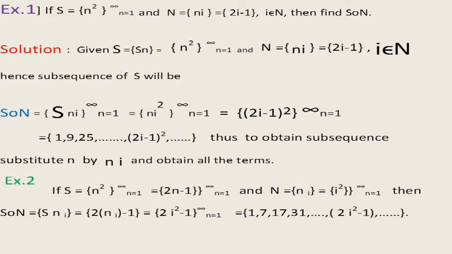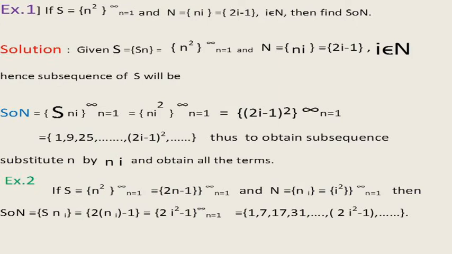Here i is equal to 1 to infinity. So the terms will be, when we put i is equal to 1, there is 1 square, therefore 1. Put i is equal to 2, therefore 4 minus 1, that is 3 square, that is 9, and so on. Thus, to obtain a subsequence, substitute n by n_i and obtain all the terms.